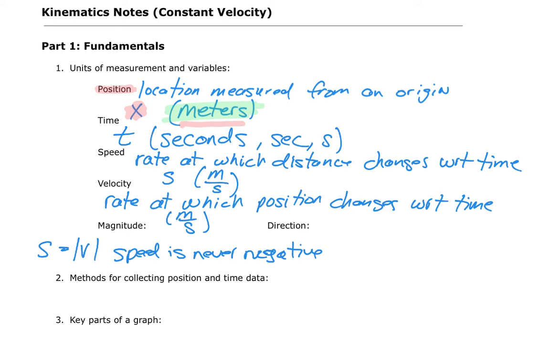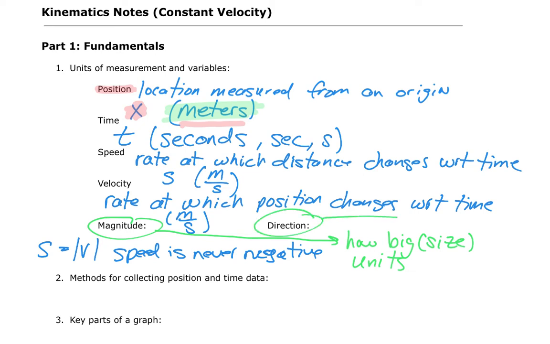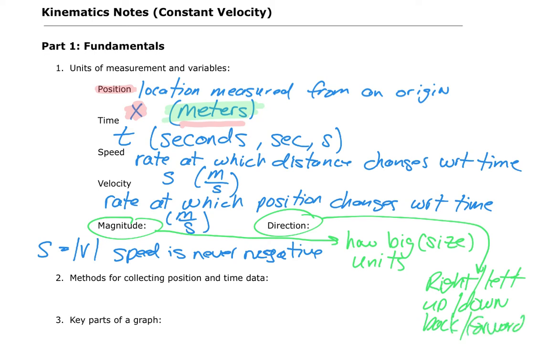Let's talk about magnitude and direction, and I'll change color just so that it's a little easier to see, okay? So magnitude simply means how big something is, or its size. So we need a number, right? And we always want to include units with that number as well. Direction is right or left, maybe, up or down, backwards or forwards, north, south, east, west.